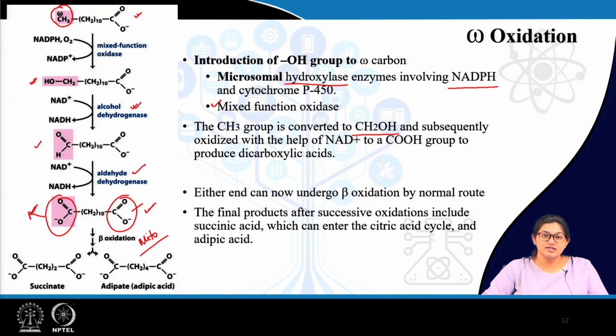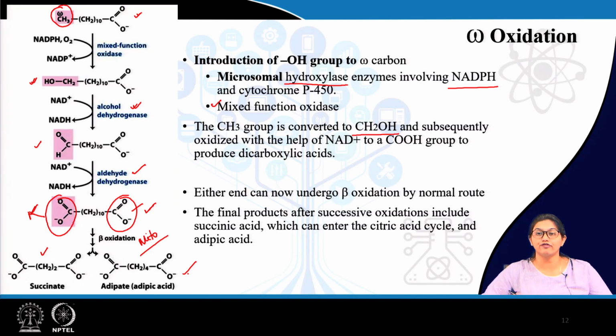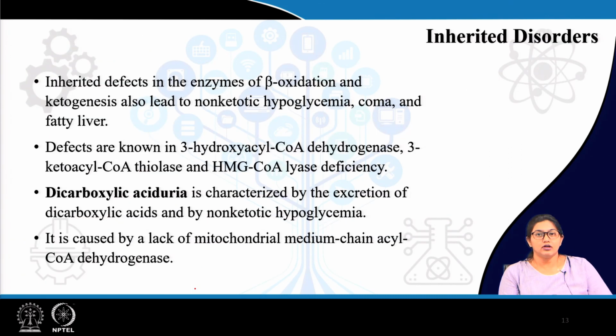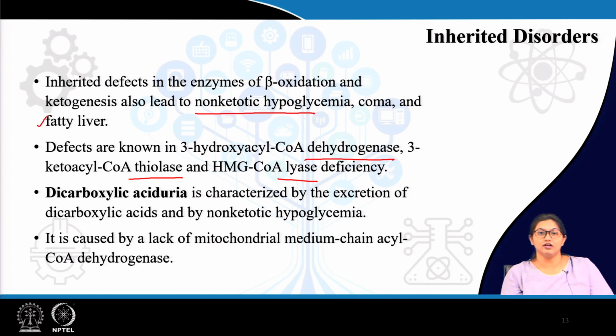So, what is the fate of the beta oxidation of these dicarboxylic acids? There is formation of succinate and adipic acid. So, these are the two end products of beta oxidation of those dicarboxylic fatty acids which originated in the process of omega oxidation. Remember, that is one very important question. So, again, if there are beta oxidation defects in the enzymes dehydrogenases or thiolases or lyases in ketone body formation, in those cases there is dicarboxylic aciduria as well as non-ketotic hypoglycemia and also fatty liver.